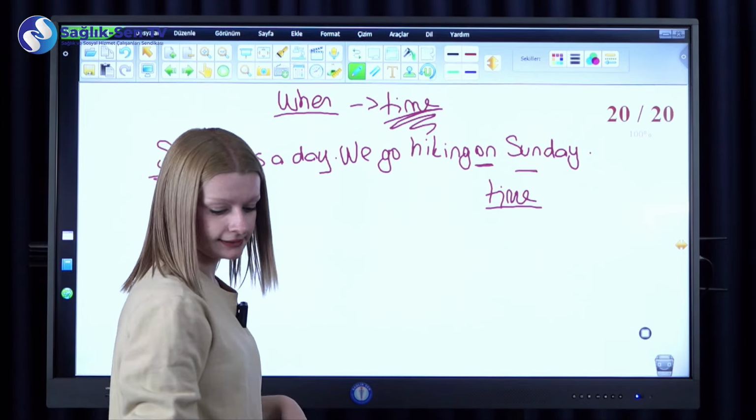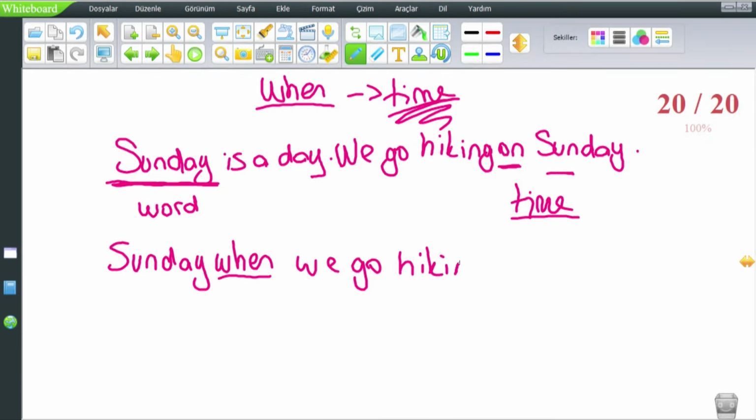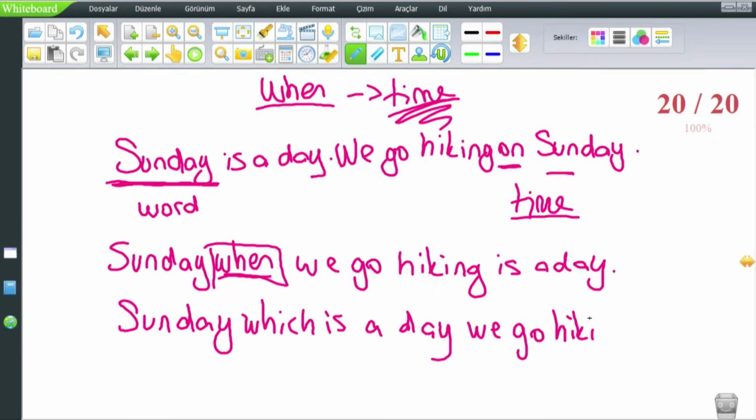So I can say, Sunday, when we go hiking, is a day. If I wanted to use it with the first sentence, it wouldn't be when, because in the first sentence there's not something that gives us the meaning of time. So it will be like this: Sunday, which is a day, we go hiking on.